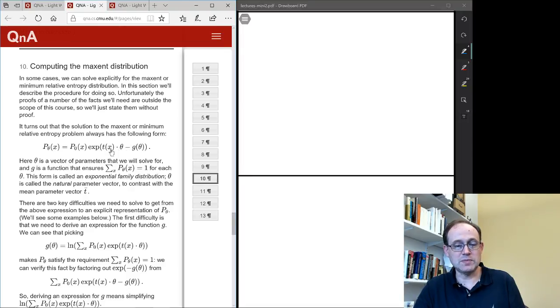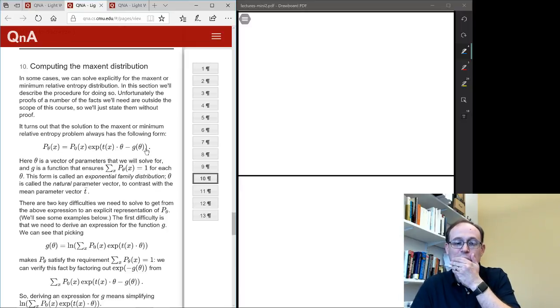So t of x, remember, is our vector of features, so each possible outcome, 1 to 10, has a vector of features. So 4 would have the vector 4, 16, which is x and x squared. We have two parameters that we've got to figure out, one parameter for each of those features. And then there's a function g that basically just ensures that this thing sums to 1, is a valid probability distribution.